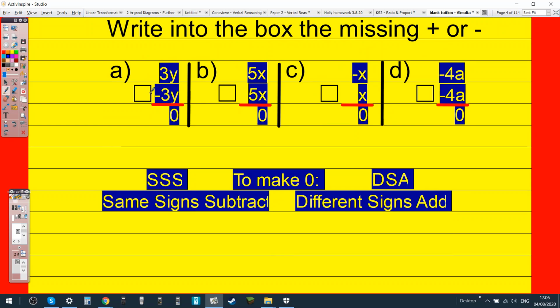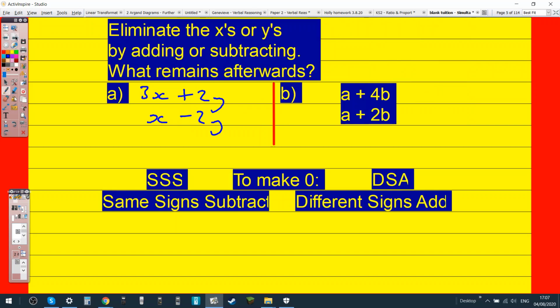Okay, let's try these using that system. Same sign, subtract, different sign, add. What goes in the box? A is add. Yeah. B is minus. C is add and minus. Well done. And so it's much easier this time.